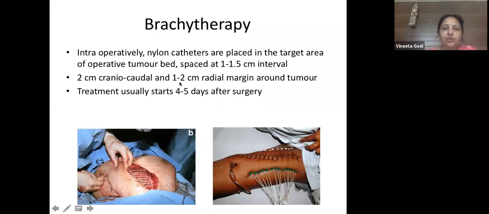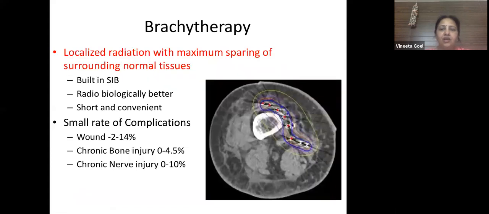This is a picture showing that intraoperatively, after the surgical excision of the tumor is done, nylon brachytherapy catheters are placed in the tumor bed or in the target areas, and then the wound is closed, and the radiation therapy is usually started 4 to 5 days after the day of surgery. Now, as students of the radiation fraternity, we all know that brachytherapy is probably the highest or the most conformal form of radiation therapy. It is even superior to any form of carbon ion therapy or proton therapy.